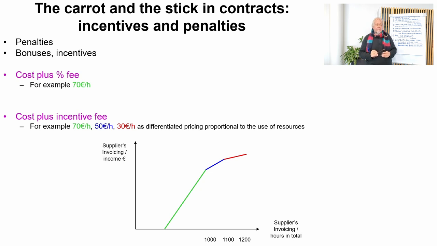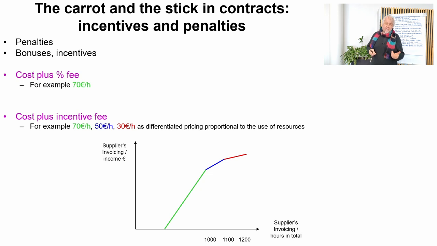Just this cost plus percentage fee is there to indicate to you that if, for example, they agree to pay a cost plus contract based on this contract type, it can be just 70 euros per hour, and the buyer typically doesn't know what the percentage is. It's just a percentage that the supplier has used, but they come up to an agreed hourly man-hour price, for example. But okay, about this cost plus incentive fee there in the bottom.